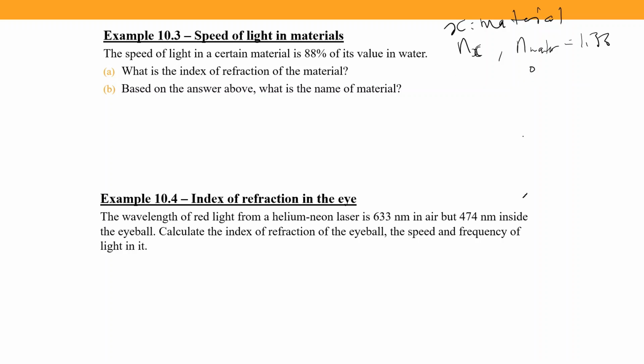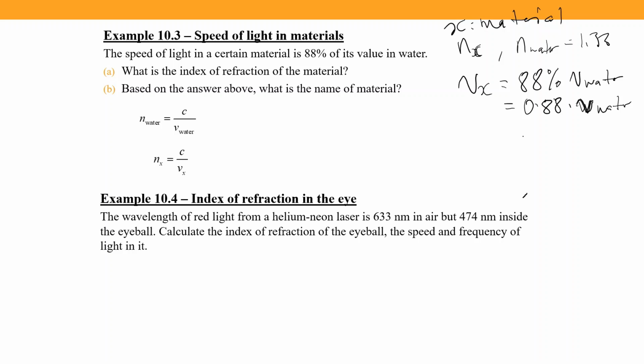Let me write down correctly. So V in X is equivalent to 88% of V in water. Basically 88% means 0.88 times V of water. Okay, so let's do this. First we know from the equation, N of water, the index of refraction, is C over the velocity in water. And then the index of refraction of the material is also C over the velocity inside the material itself. This is based on the index of refraction definition.